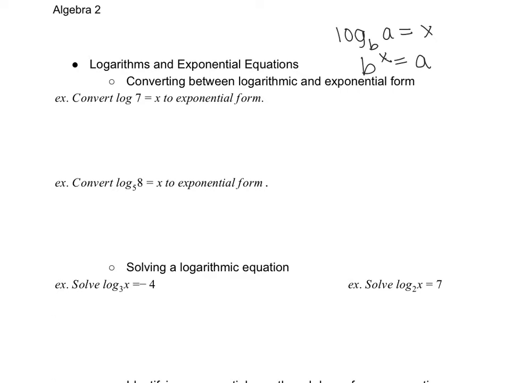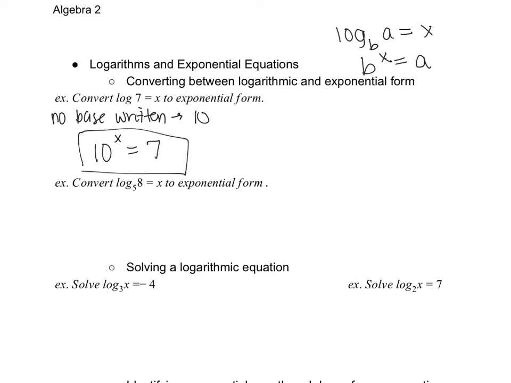So my first example, I want to convert log 7 equals x to exponential form. So we have to have a base number to write it in exponential form, which we are not given here. So anytime there's no base written, it's 10. So it's called the common base. So that means my base is going to be 10. I'm going to raise it to my exponent, which is x, equals the number that's inside the parentheses, which is 7. And that's my exponential form.